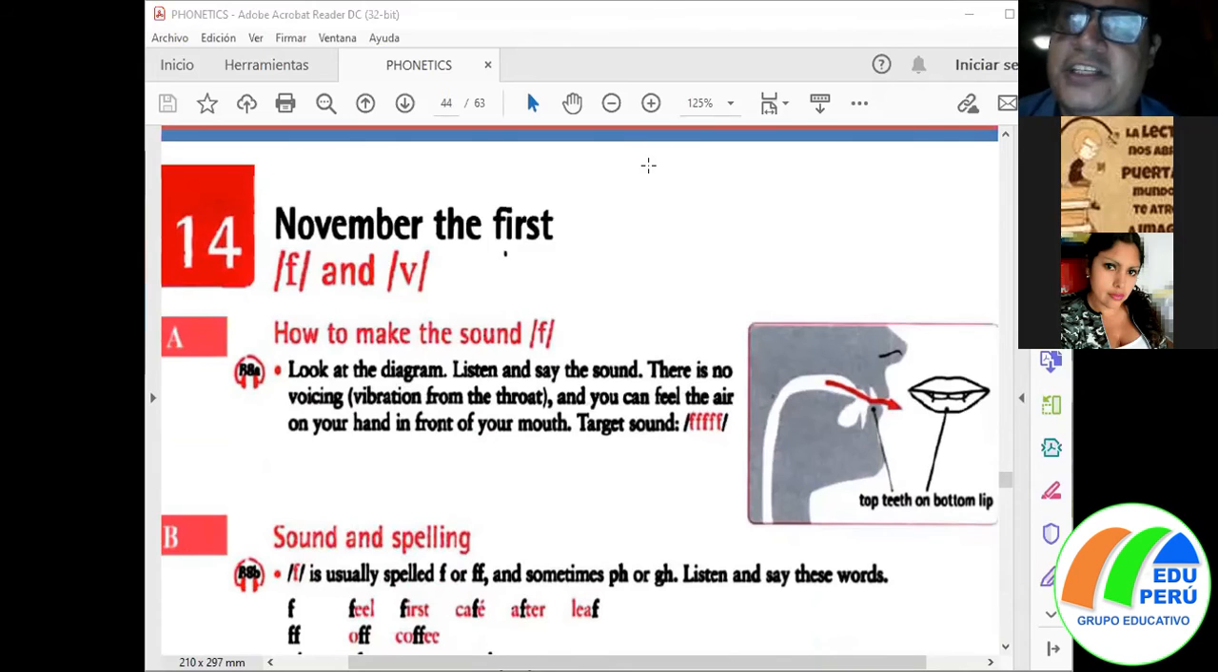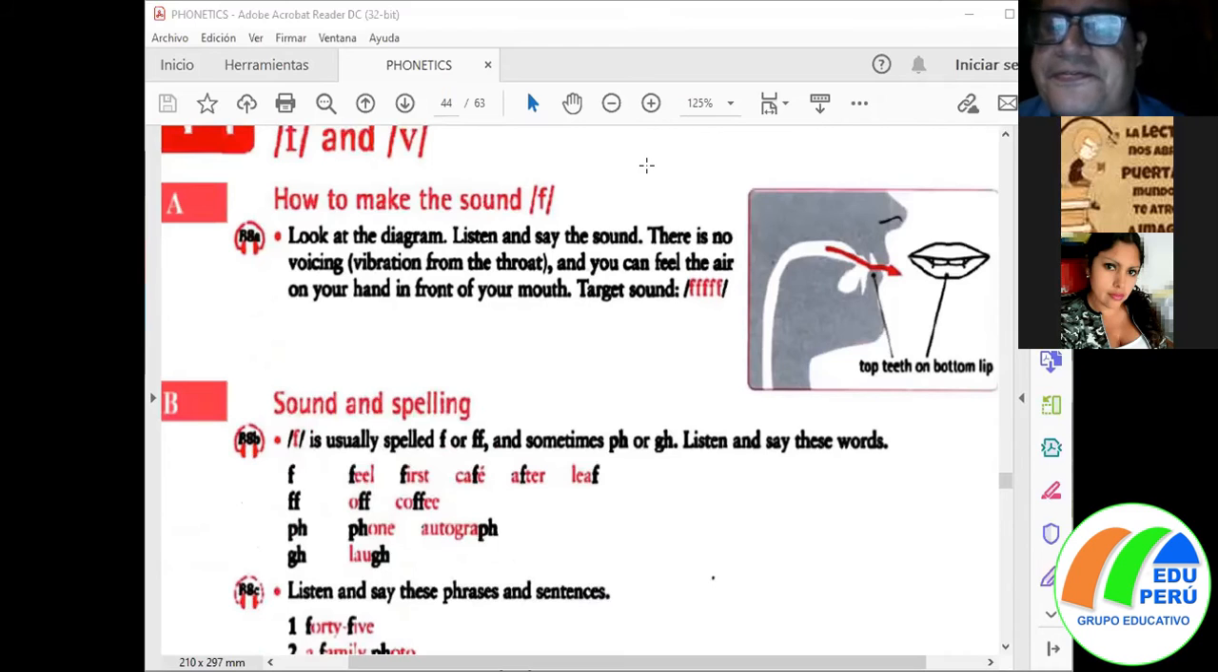Fricatives. The first of the fricatives are... notice the position of my teeth and the lip. Now with vibration. Let's start with the first sound. The sound. Notice the picture. We are going to use the upper teeth, no, the upper teeth with the lower lip.